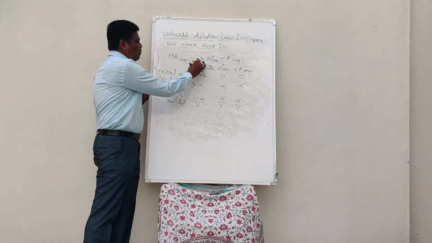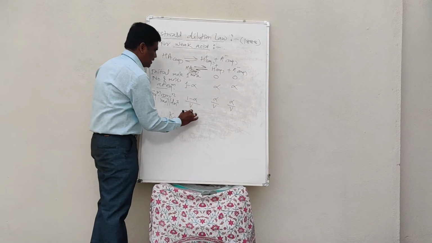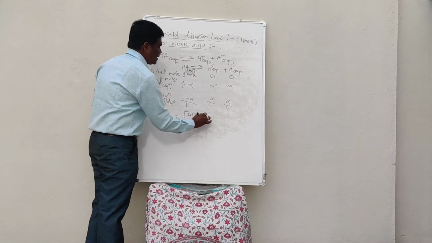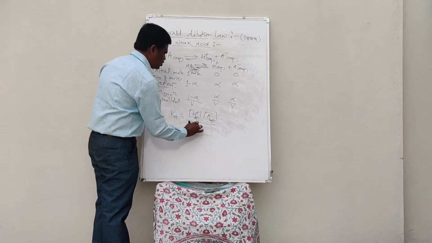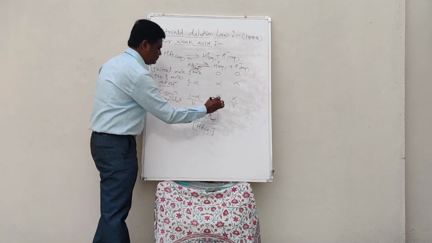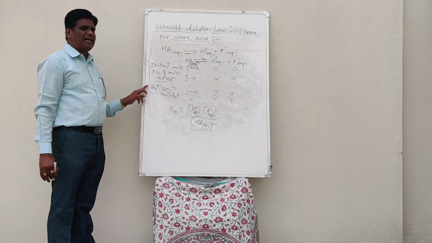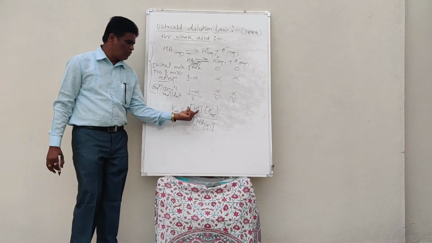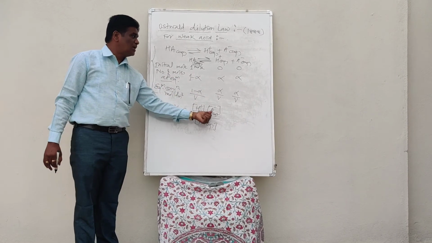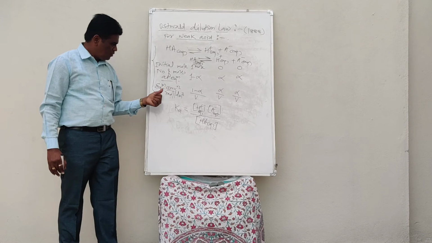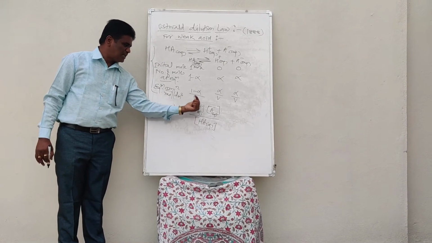Now applying the law of mass action, you know that Ka is equal to the concentration of H plus into the concentration of A minus ions, aqueous, divided by the concentration of HA, aqueous. Now these square brackets represent equilibrium concentration. So all of you know what is the equilibrium concentration of H plus? Alpha by V. What is the equilibrium concentration of A minus ions? Alpha by V. What is the equilibrium concentration of HA? That is 1 minus alpha by V.